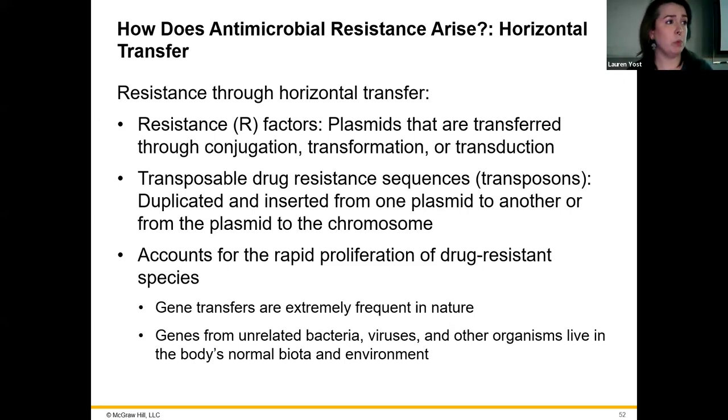We have transformation, which you guys have to know for lab, right? That's going to be competent cells that pick up exogenous DNA. And then we have transduction. This is going to be bacteriophages coming along, infecting the host bacteria, and then implanting this little DNA into the host genome, and it gives them new genes, right? Lysogeny, lysogenic conversion, those are the terms related to that. And then there's another thing that I'm never going to talk about, which is transposons. I don't like it. But the other three we have to know.